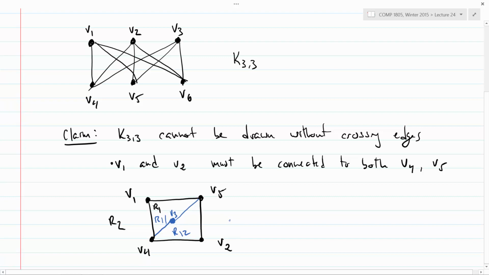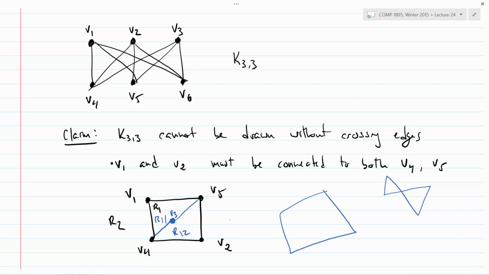What if you didn't use a box? So it doesn't matter that it's a box. It matters that it's a closed region. So for sure, V1, V2, V4, V5 is some closed region in the plane. It could have some weird shape. The alternative is that it doesn't form a region, and if it did something like this, then I already have an edge crossing. So one of those two things has to happen. Either it forms a nice region, or I already have a crossing.